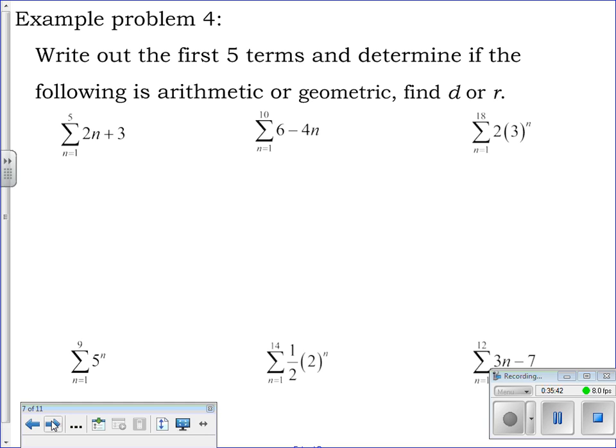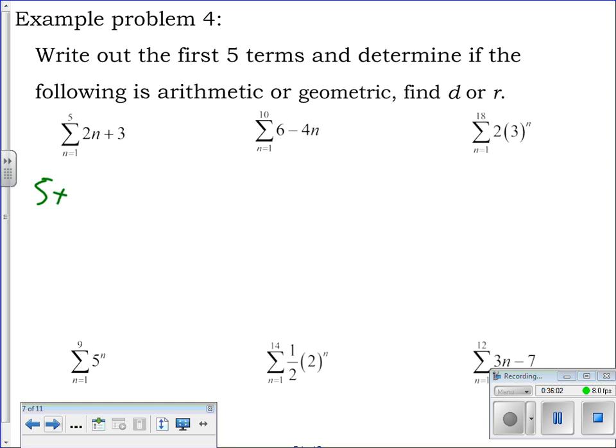Okay, this one. Write out the first 5 terms. So what number are we starting with? We're starting with n equals 1. That means we plug in 1. The first term, we put in 1 for n. 1 times 2 plus 3. So my first term is 5.